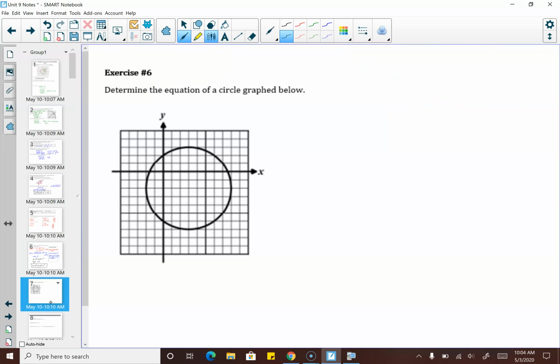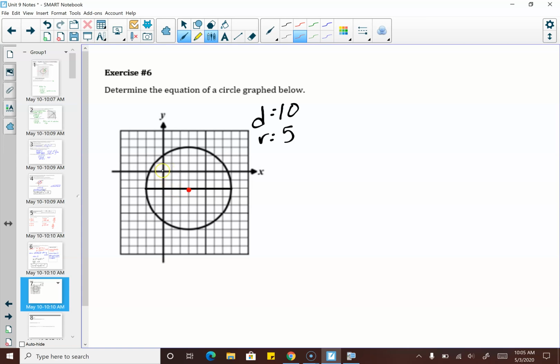And the last one here is determine the equation of the circle graphed below. Well, the first thing we need to do is basically draw a diameter for the circle. You could draw the vertical one or horizontal one. I would not draw any of the diagonal ones. So we have a diameter here of 1, 2, 3, 4, 5, 6, 7, 8, 9, 10. All right. So we know we have a radius of 5. Well, in that case, we know we have to count 5 units to get to our center. So 1, 2, 3, 4, 5. So there's our center point.